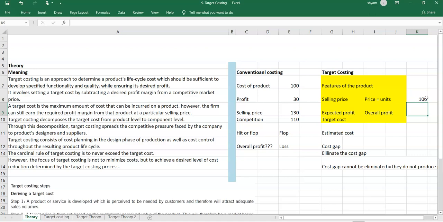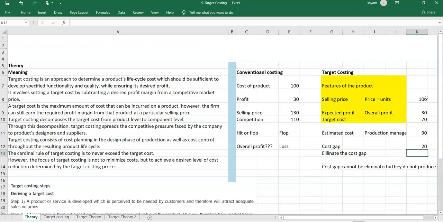So the company says we want 30 rupees profit on this, and that gives the target cost. If they have to sell at 100, and their expected profit is going to be 30, then their cost should be 70. Now they go to the production manager. The production manager will now tell, to make this product, it is going to be 90 cost. So the cost gap, between what the production manager told and what the target cost should be, is 20. There's a difference of 20.